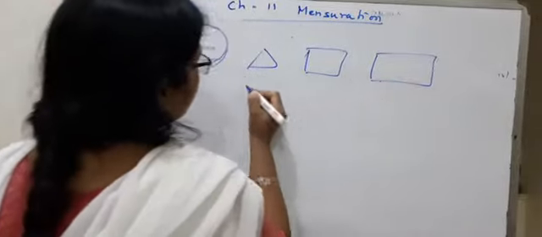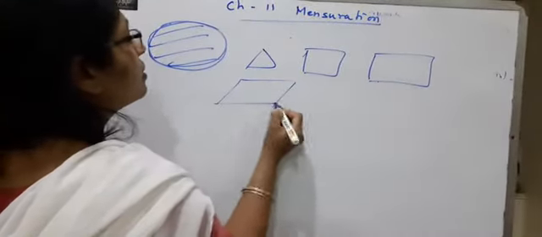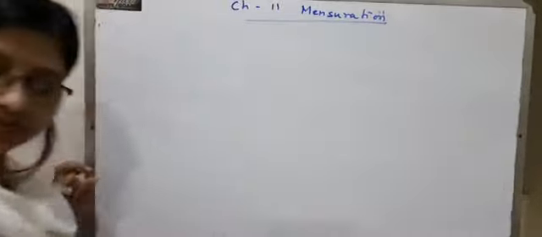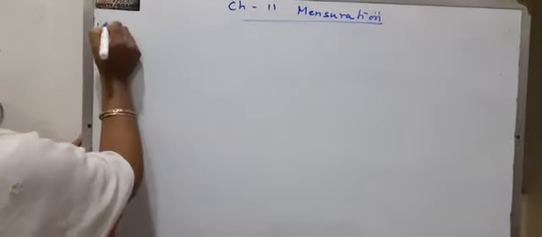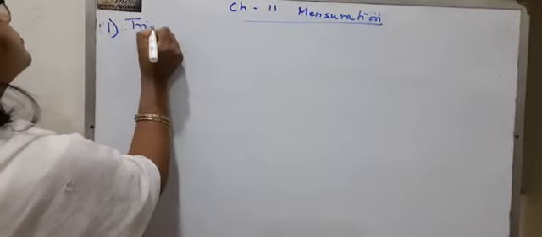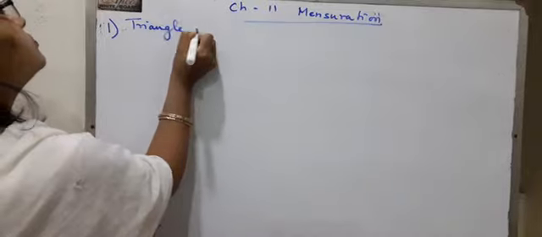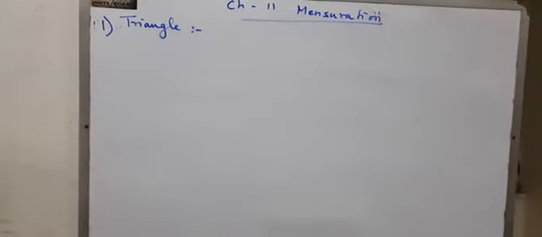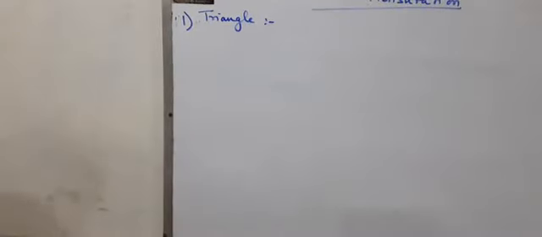rectangle, parallelogram, rhombus, etc. The first figure we learned about is the triangle.